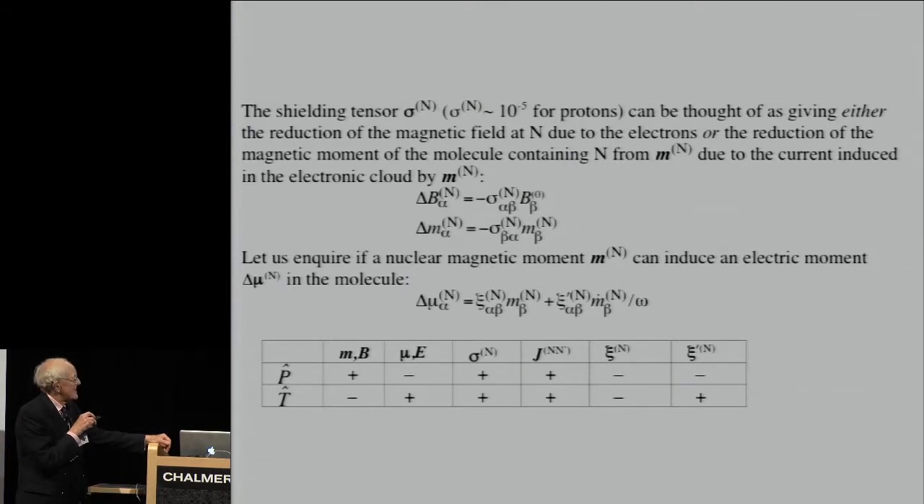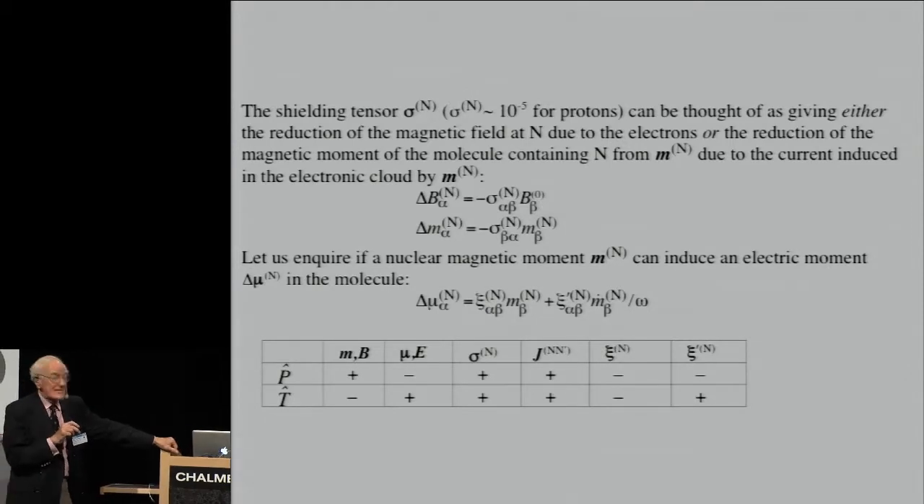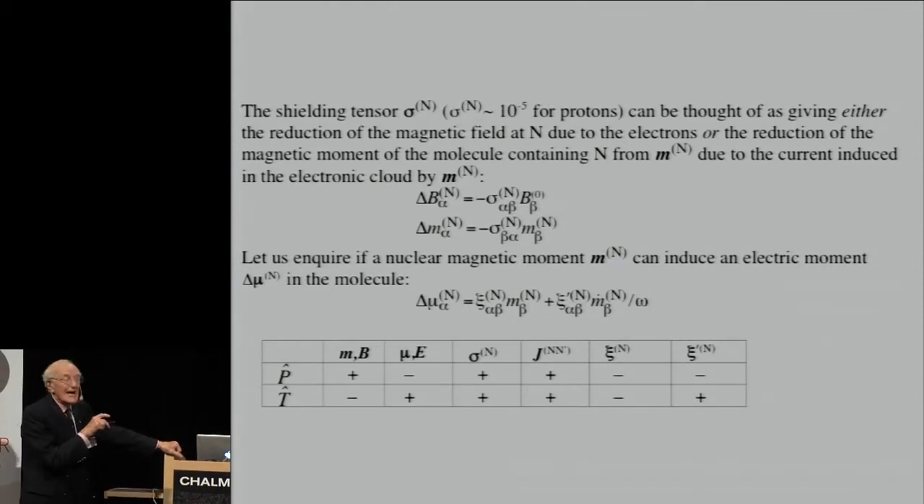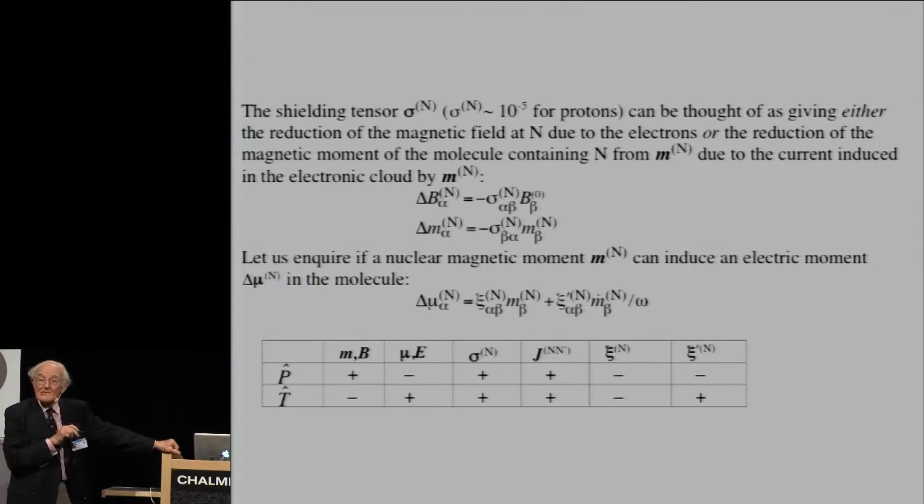Let's inquire how these properties would behave under P and T. The chemical shift is even under both, so it's possessed by all molecules. The nuclear spin-spin coupling is even under both, so it's possessed by all of them. This property, xi n, giving us the dipole, is odd under parity, which is good for chiral sensitivity, and odd under time reversal, which is bad, except that the magnetic field lifts that time reversal symmetry. So this could have an effect because of the presence of the strong magnetic field.